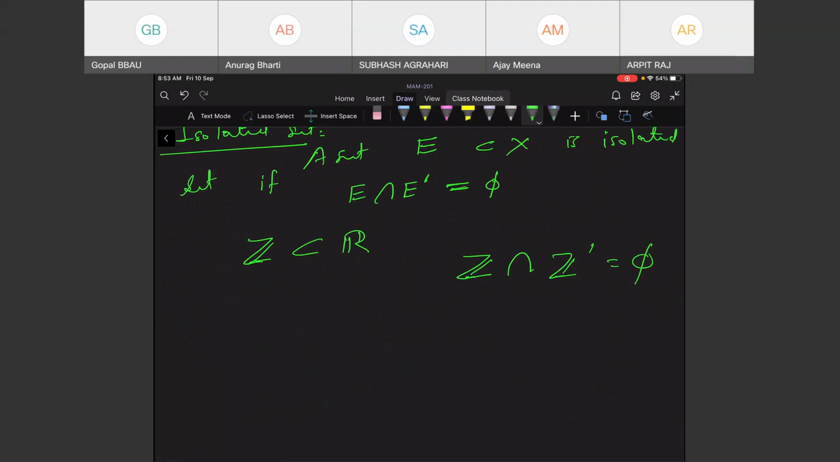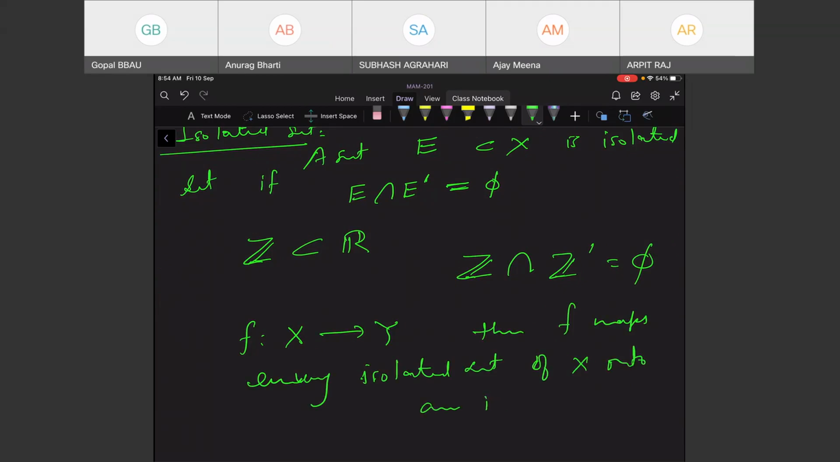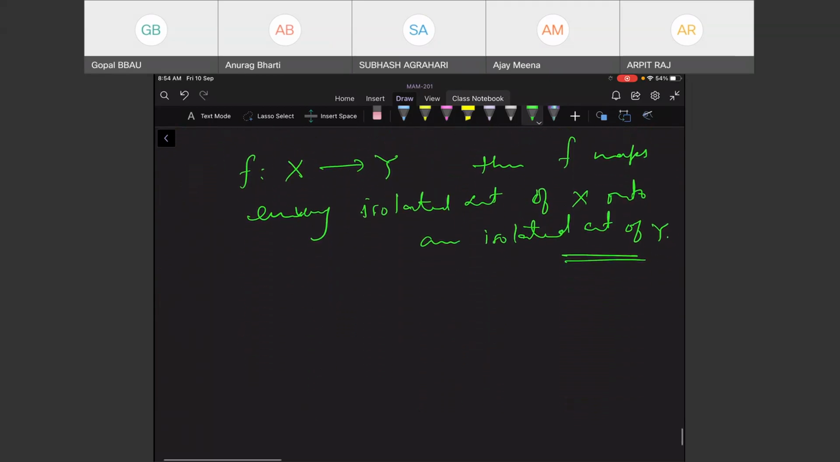Okay, so being an isolated set is also a topological property. This means if we have a homeomorphism F from X to Y, then F maps every isolated set of X onto an isolated set of Y. Okay, so this is an exercise. Do this on your own.